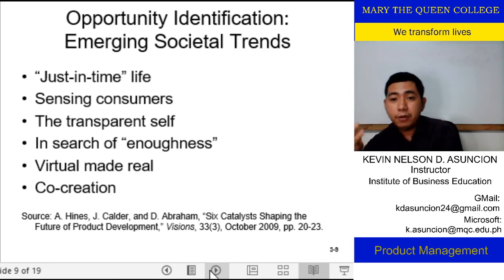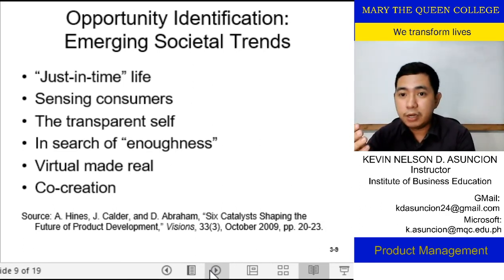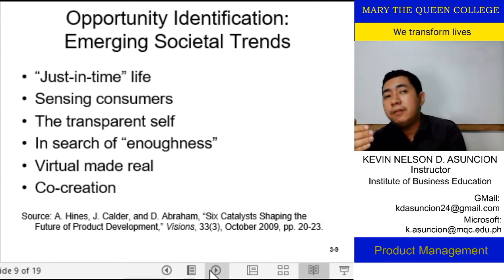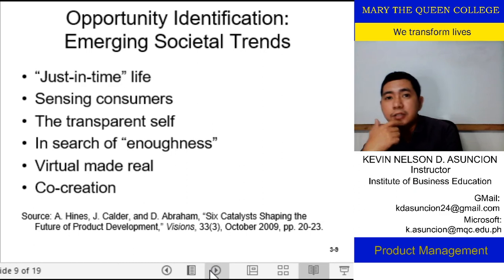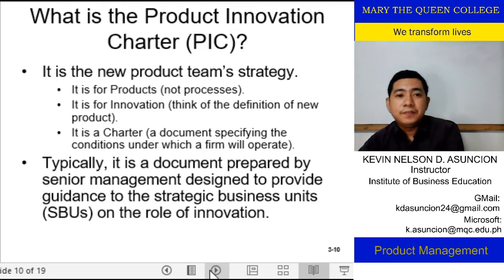Yun nga, if people are not sufficed with others' products, so might suffice them, no? That's the idea of enoughness. And the virtual made real, augmented reality, and also other technological activities are being put into practice now. And then the co-creation, partnering with other organizations to develop a new product that caters to different needs of different target markets. Okay, so what's the product innovation charter?